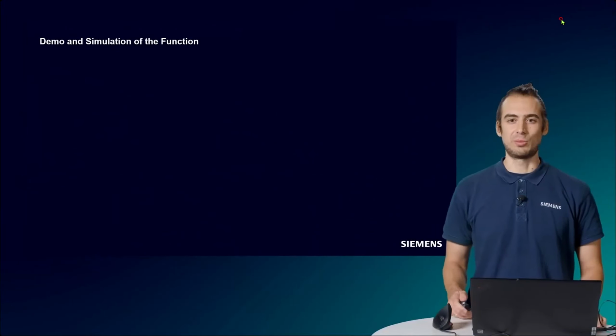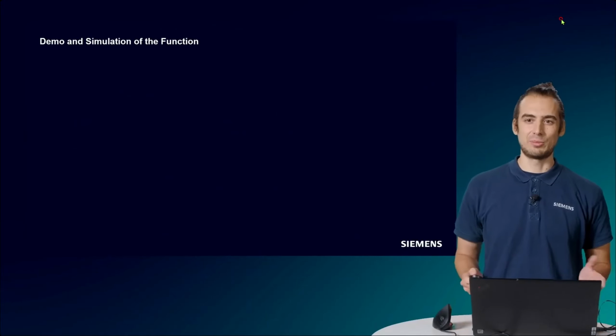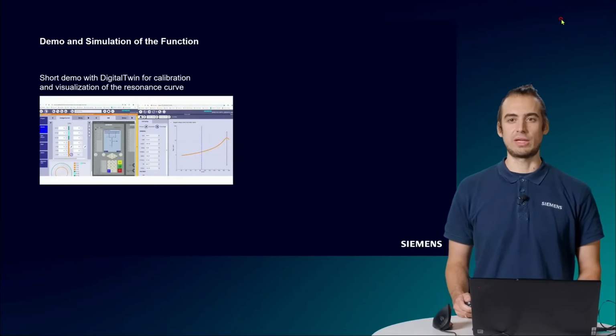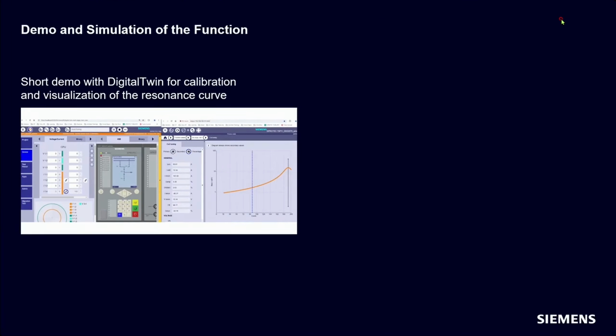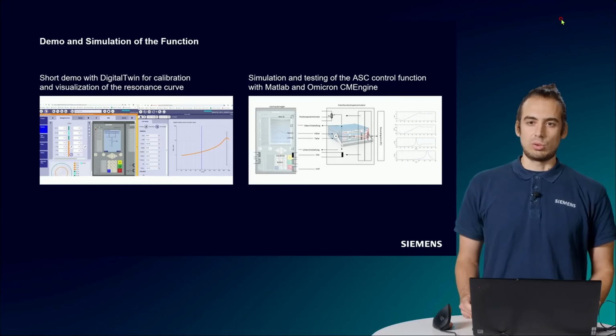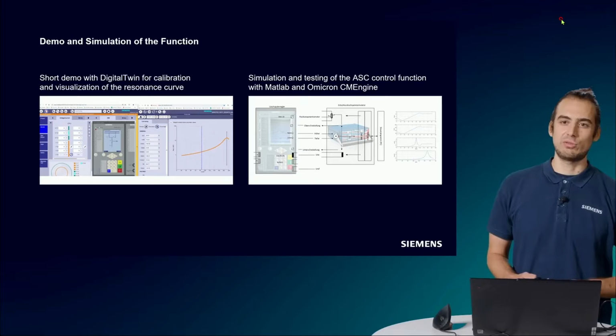Okay, so now, thank you, Sebastian. We will now look at two short demos for the function. First we will have a short demo in the digital twin and the web UI, where we can see the calibration process and the visualization of the resonance curve in the device and the web UI. And then we will also have another short demo where we can see more about the calculation of the resonance curve and the control function, how it works. So then let's switch to my PC for the first demo.